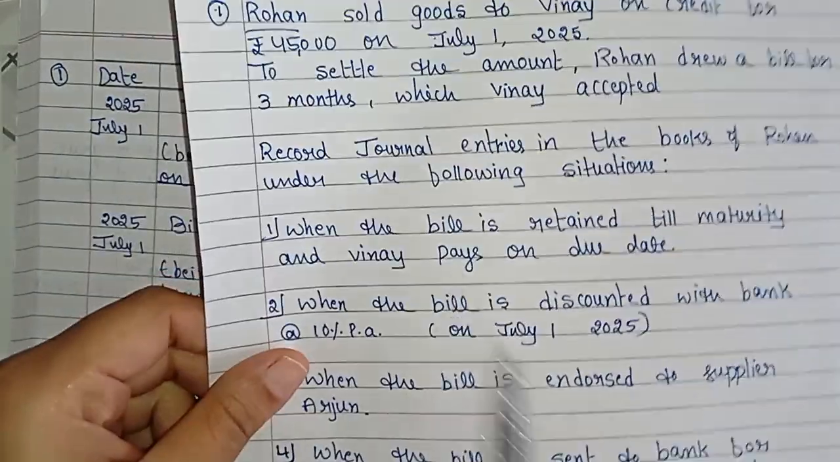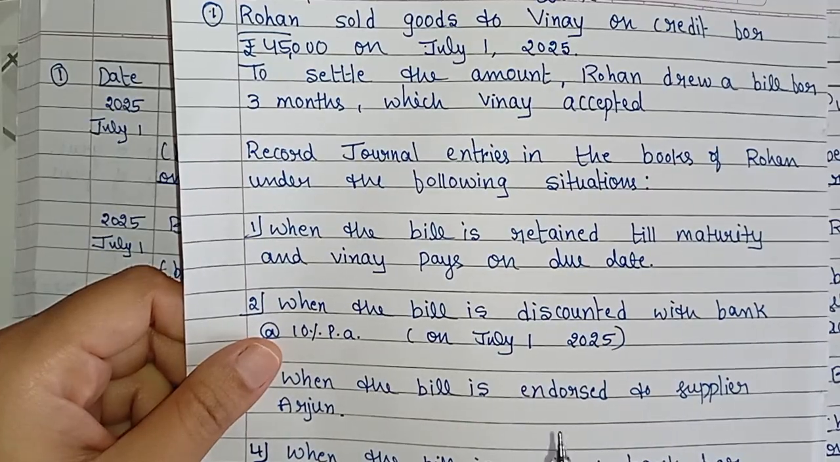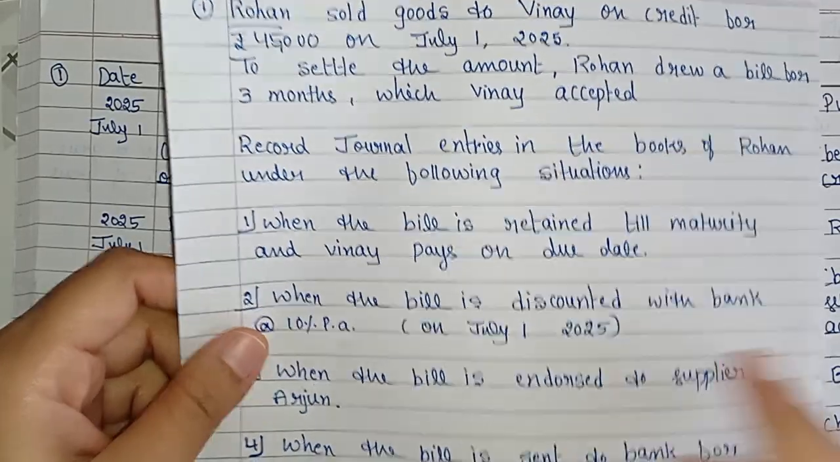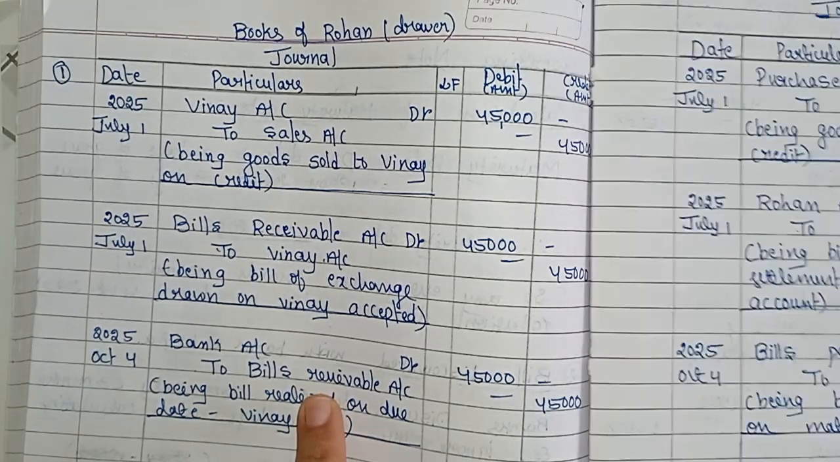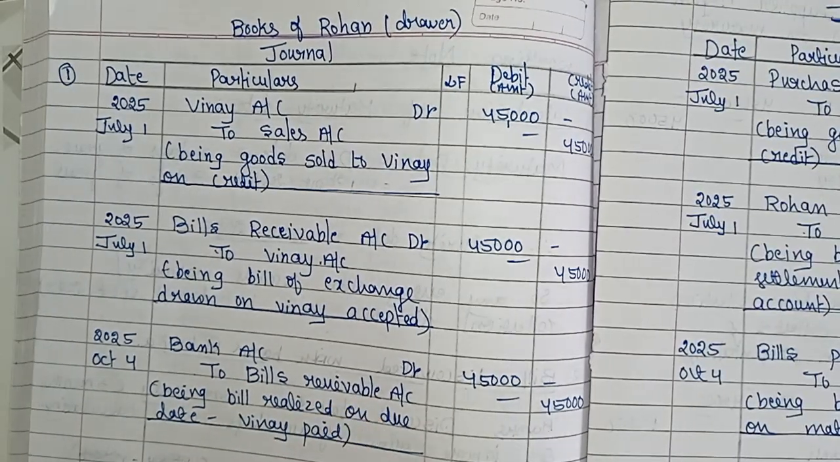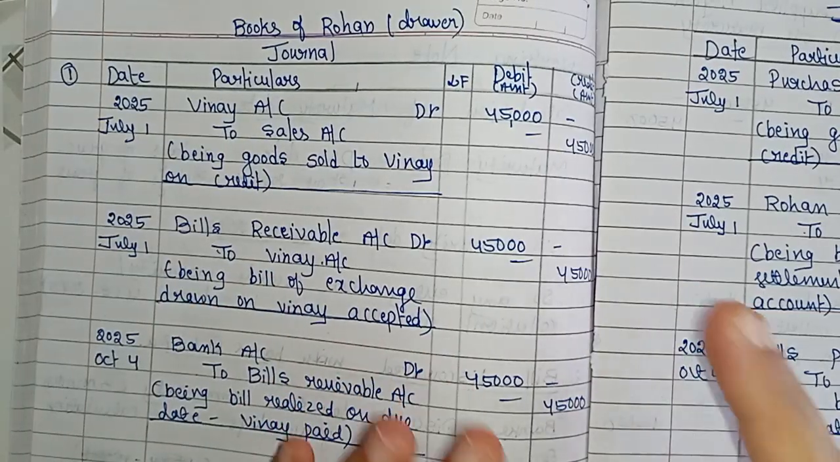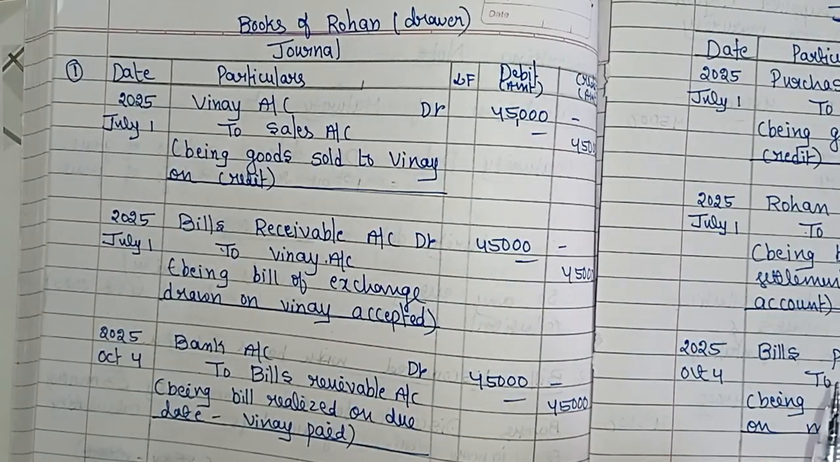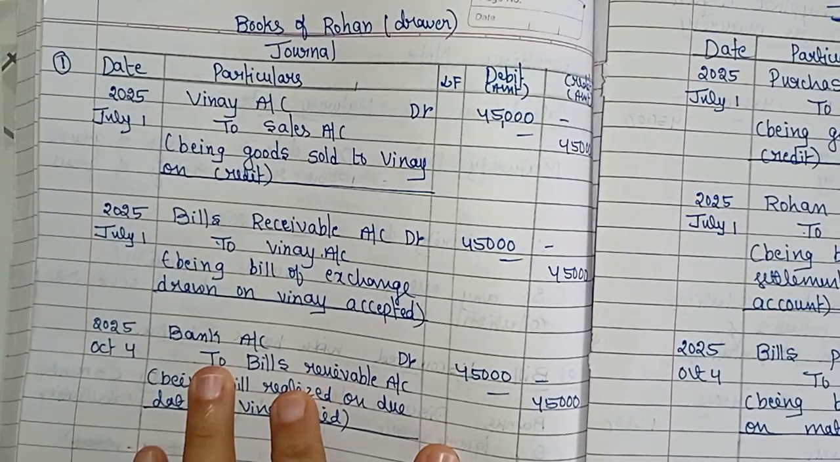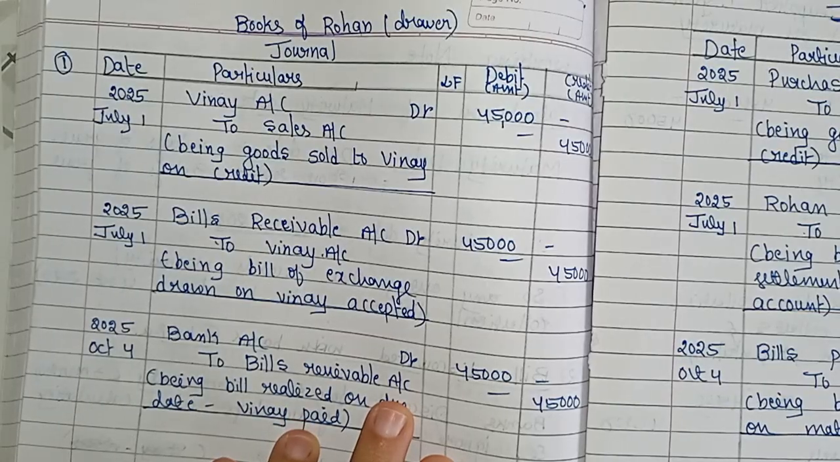Clear? Now next, the third entry. The third entry will come when the bill is retained till maturity and Vinay pays on the due date. So the journal entry for that: bank account debit to bills receivable account. Vinay pays on due date means Vinay pays the full amount written on the bill on or before the due date to Rohan, who is the drawer in our case. Clear? So the entry is bank account debit to bills receivable account.